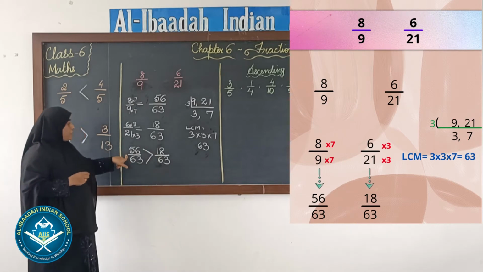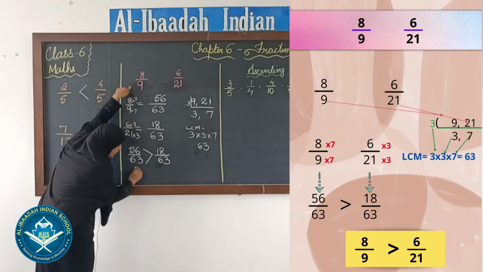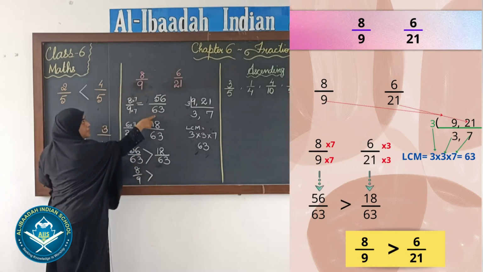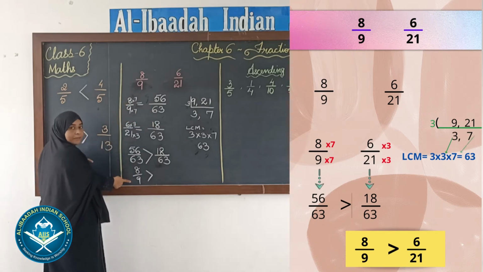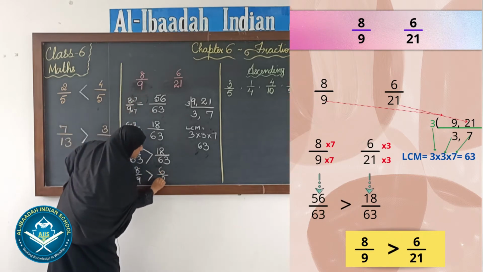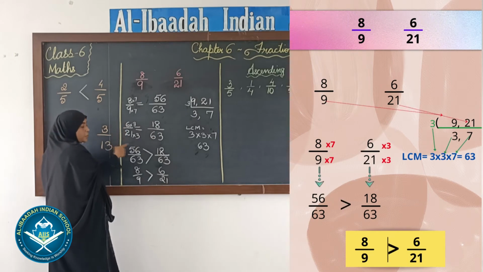Now what is the actual value of this one? 8 by 9. So 8 by 9 is greater, because 56 by 63 is equal to 8 by 9. So I can write it as 8 by 9 is greater than 6 by 21. 18 by 63 is equal to 6 by 21.